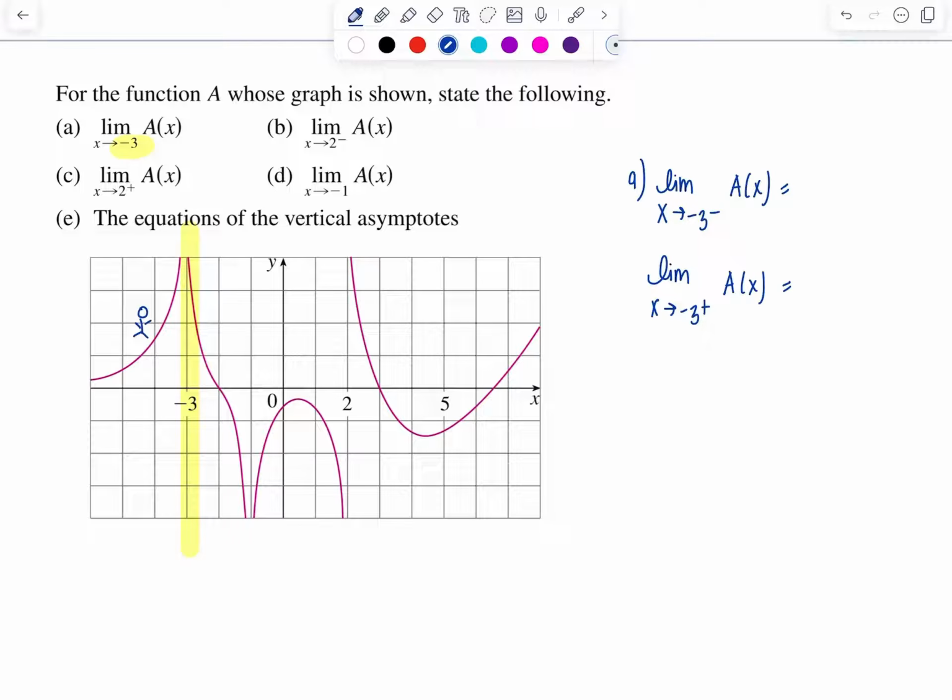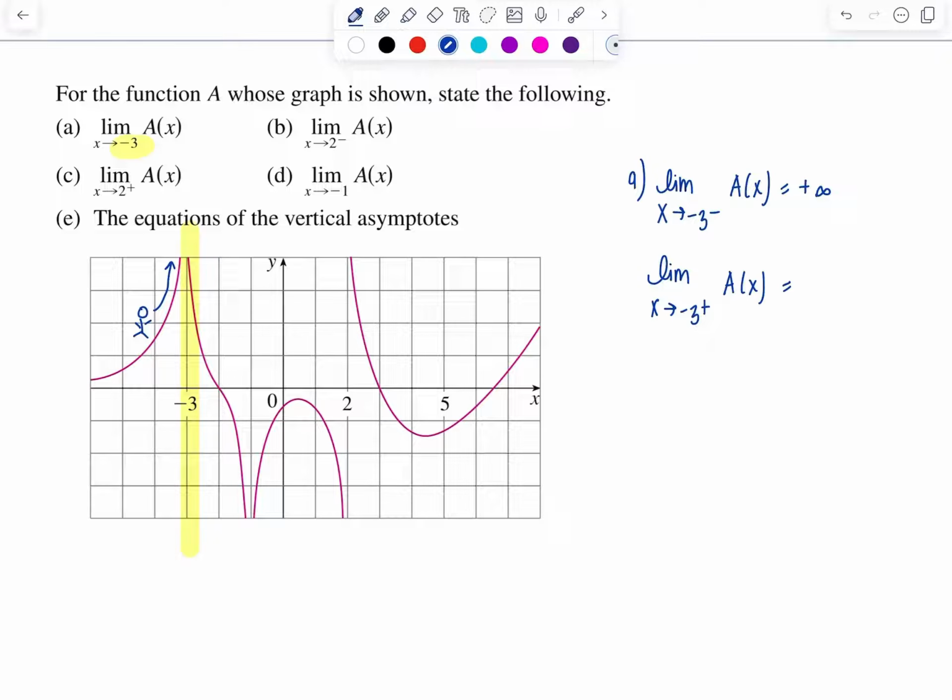Where are you tending towards the closer and closer you get to -3? What y value are you approaching? Well, this one's a little different. The graph is not leveling off, it's shooting up. So you're actually approaching positive infinity.